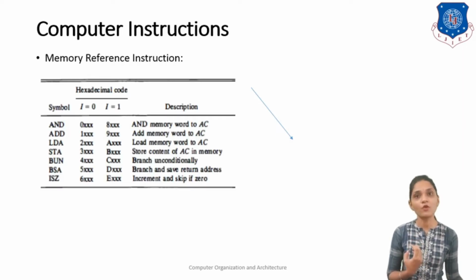So this is the list of the memory reference instructions. As we have discussed earlier, the operation codes for the memory reference instructions are from 000 to 110. That means we have a total of 7 operation codes, so we can use a total of 7 instructions as memory reference instructions. In this, the I bit will represent direct addressing or indirect addressing. If your I bit is 0, that means you have used the direct addressing method, and if your I bit is 1, then you have used the indirect addressing method.